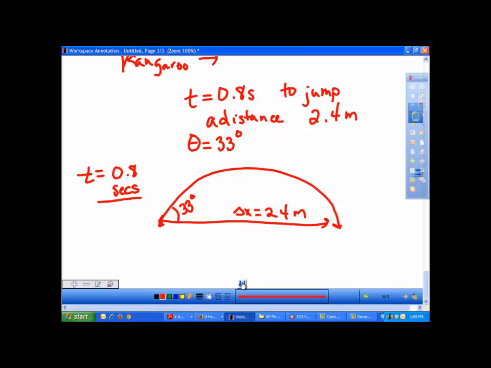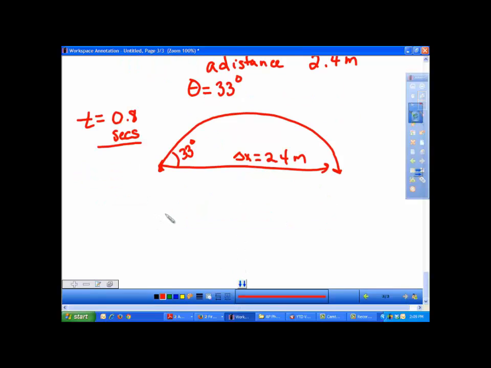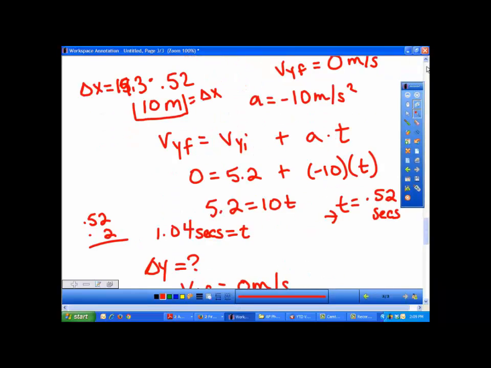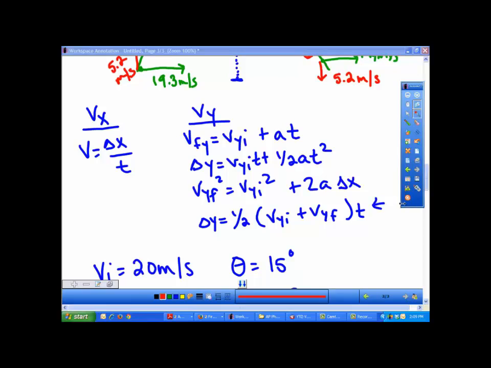I want you guys to find for me a couple of values for this problem. What is the actual initial speed of the kangaroo? I don't want to know what is his horizontal speed or what is his vertical speed. I want to know what his actual speed is. And also, what is the maximum height reached by the kangaroo? So try to do this one on your own, and we will talk about the answers tomorrow. And here are the equations again if you didn't copy them down the first time.